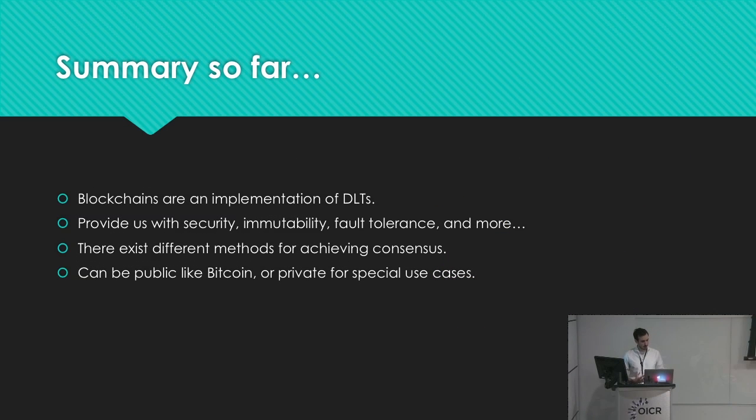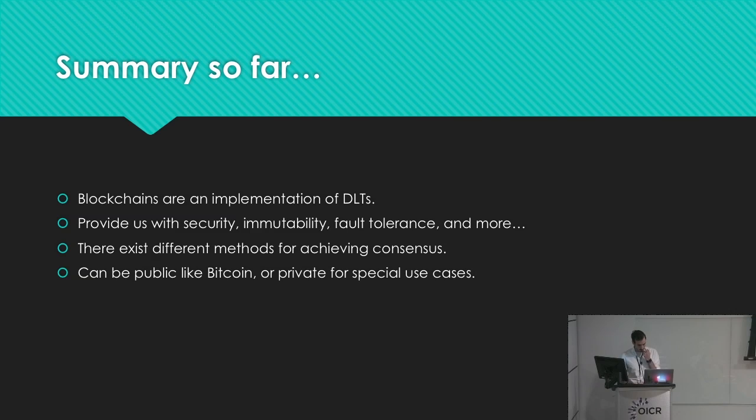To summarize what we have so far: we've got these blockchains, which are just an implementation of DLTs. They provide us with some really cool things, like security, immutability, fault tolerance, accounts, and a bunch of other stuff like that. There are different ways of achieving consensus that satisfies BFT. And we've got public blockchains like Bitcoin, and we can even create private ones for some special use cases.